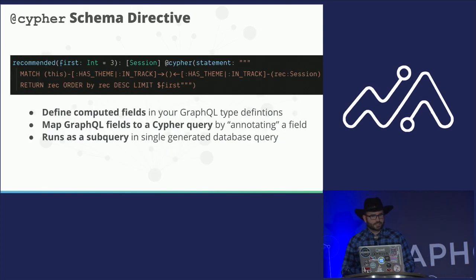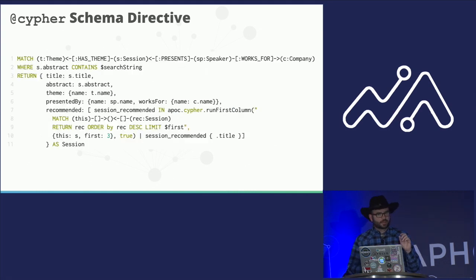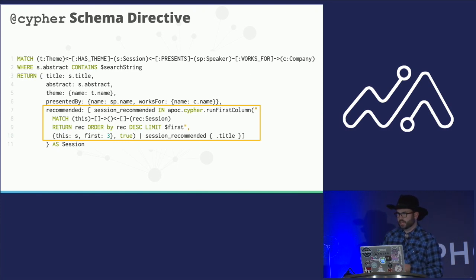So it allows us to define this sort of custom logic and computed fields, but again, we still don't have to write resolvers. We just sort of annotate our type definitions. And that query runs as a subquery within our one generated database query. So we're still making just one database query, one round trip, but we just inject that as a subquery from the GraphQL schema.